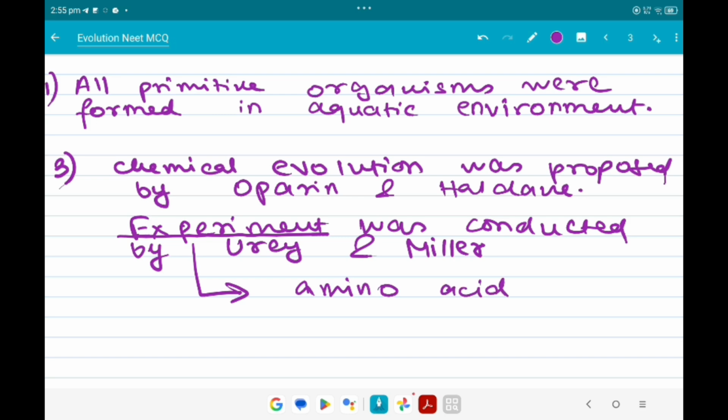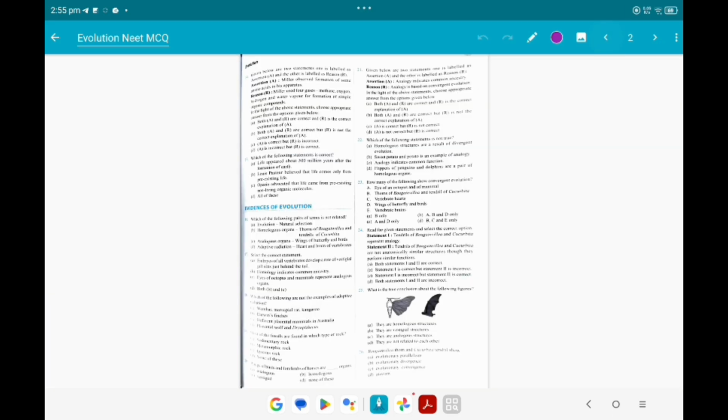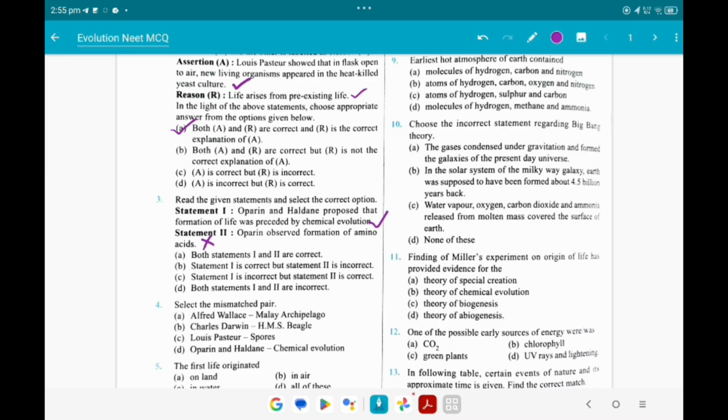Amino acid formation observed. Right. But what is this statement saying? It is saying that Oparin observed formation of amino acids, which is not true. If it would have been Urey or Miller, then the statement would have been correct. But since they have said Oparin, this statement is wrong. So our option will be option B, that is statement 1 is correct but statement 2 is incorrect.